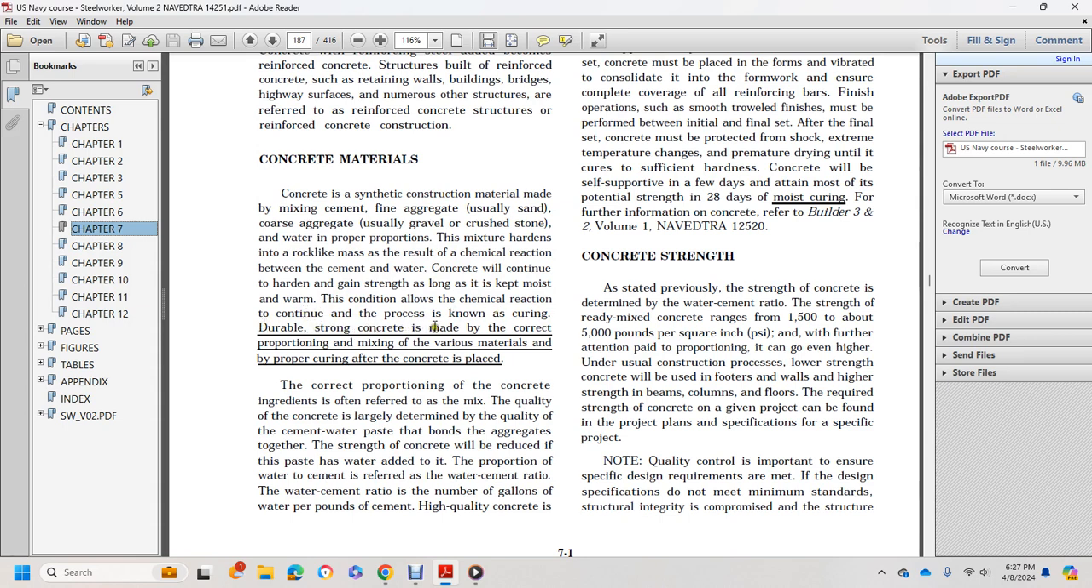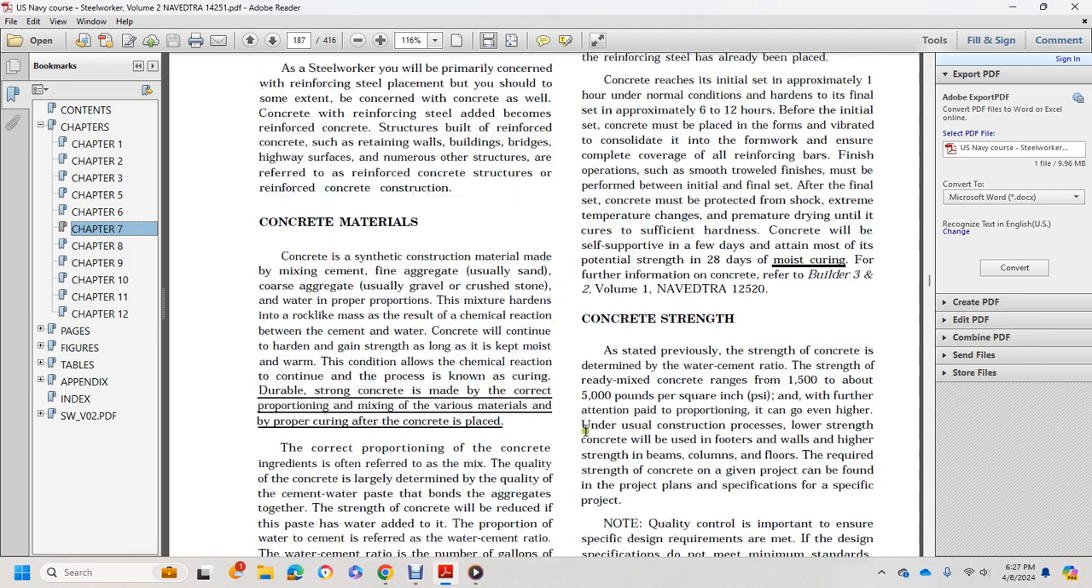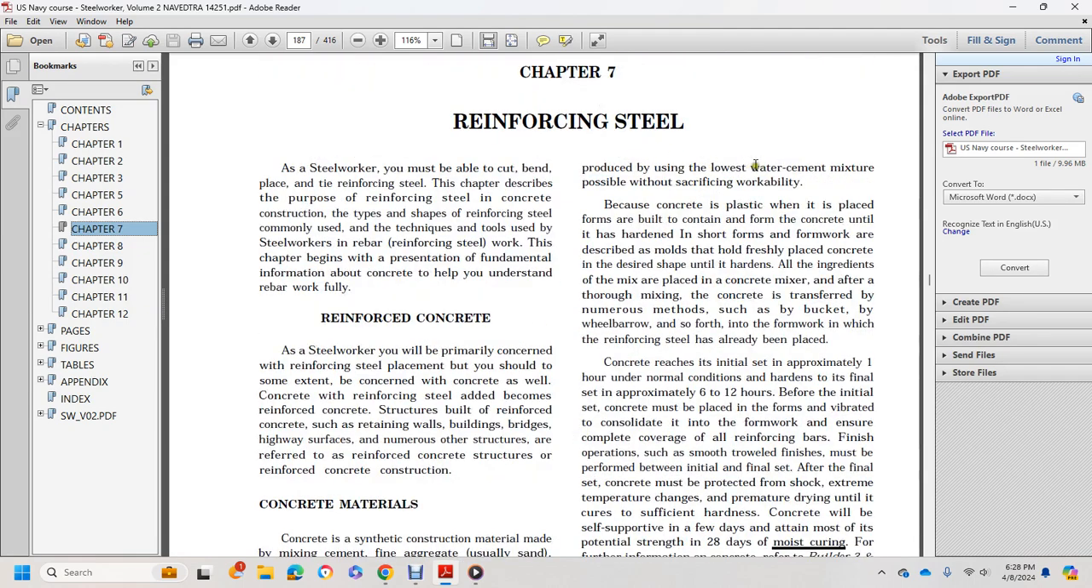Durable, strong concrete is made by correct proportioning, mixing the various materials, and proper curing after the concrete is placed. Correct proportioning of the concrete ingredients is often referred to as the mix. The quality of the concrete is largely determined by the quality of the cement and water paste, and the aggregates give it strength. The strength of the concrete will be reduced if the paste has extra water added to it. The proportion of water to cement is referred to as the water-cement ratio, the number of gallons of water per pound of cement. High-quality concrete is produced using the lowest water-cement mixture possible without sacrificing workability.